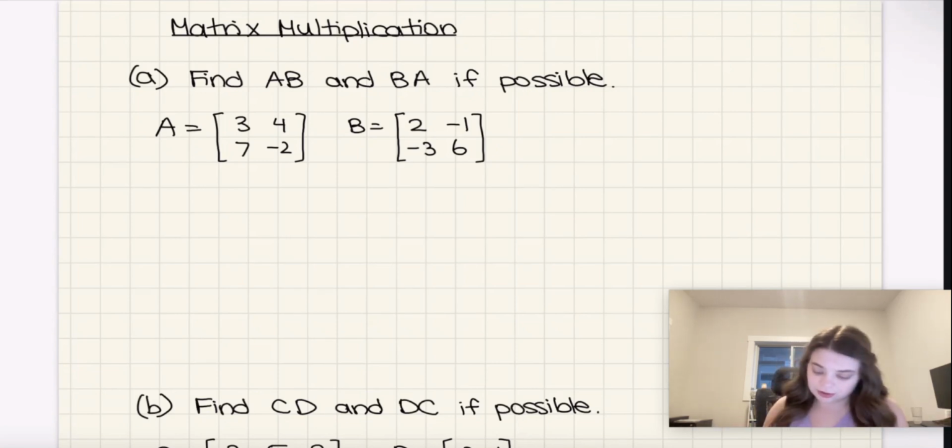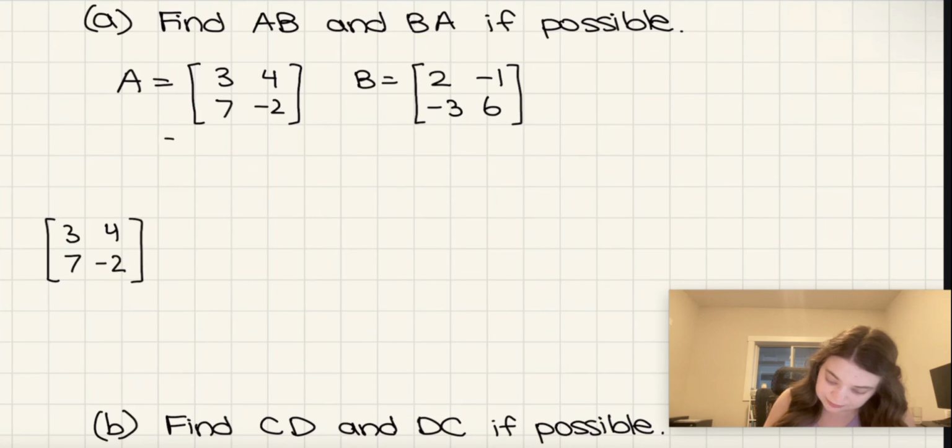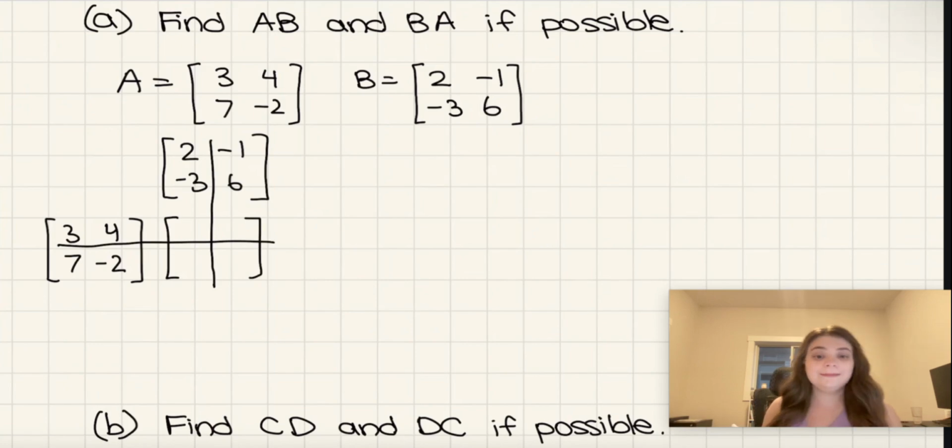Okay, so first we're going to figure out what A times B is. For that, I'm going to write A here: 3, 4, 7, negative 2. And then I'm going to write B up here: 2, negative 1, negative 3, and 6. And then I'm just going to draw lines like this, and this is going to be my new matrix. Okay, so then I'm going to take the first two here, look at this number and multiply them, and then take this number and multiply them, and then add my results together.